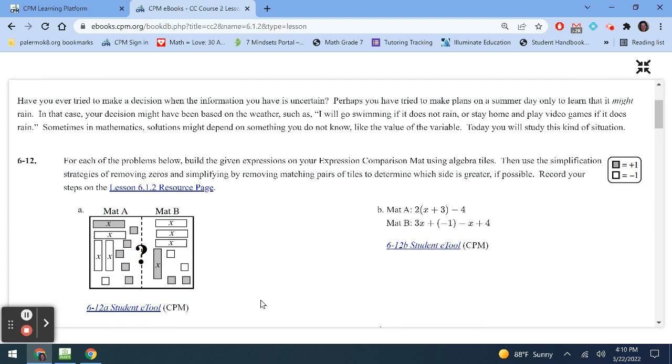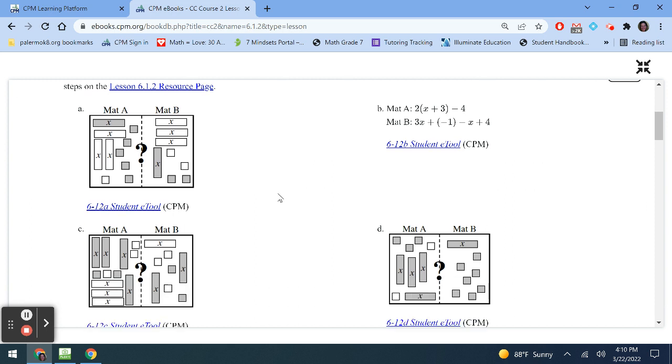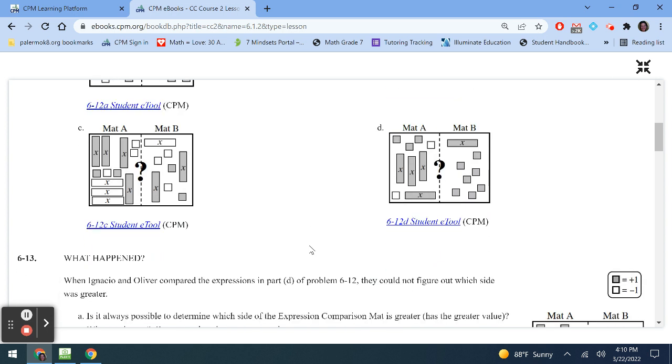So for 6.12 right here, you're practicing some of the things that we did yesterday, but we're not going to do that. Rather, what I want you to do is focus on 6.13, which is about this mat right here. So I want you to build this mat and then simplify it. Pause the video now, build the mat and simplify it, and see what you come up with.